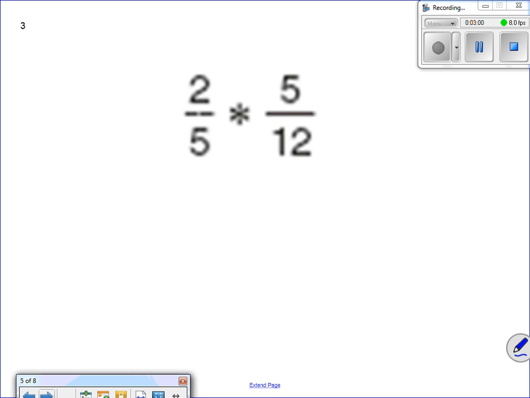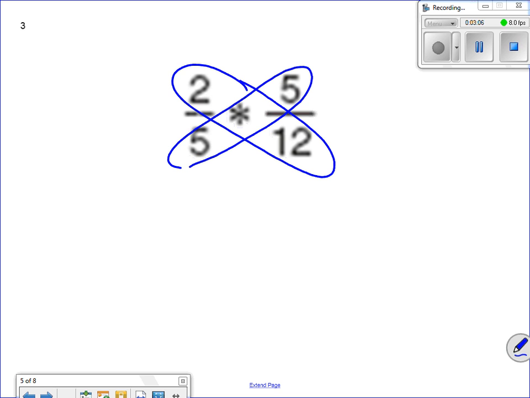Let's cross-reduce here. 5 and 5. Remember, we're just taking a look right here. The reason why I'm doing the same color, kids, is because your pencil is going to be the same color. 5 and 5, what can they both go into? 5. So if I do 5 divided by 5, I get 1. 5 divided by 5, I get 1.